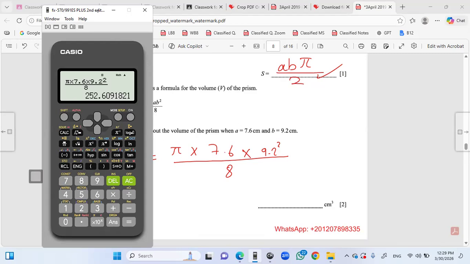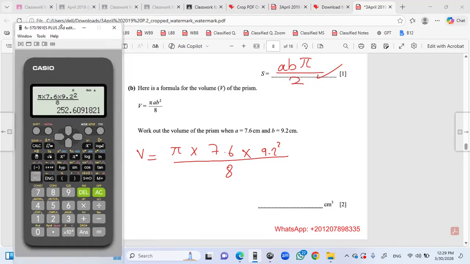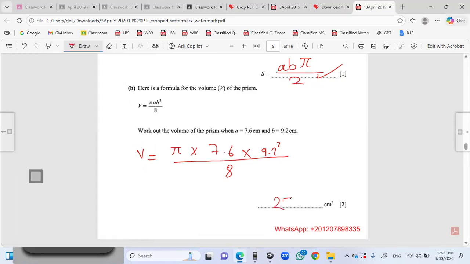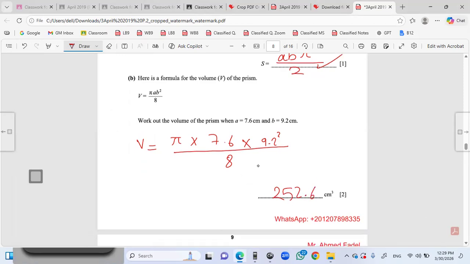They want you to round your answer to... they did not say. So work out the volume of the prism when A equals... So they're going to accept it. It's just going to be 252.6. You can write this. This is if you find a non-terminating decimal, rounded to one decimal place, if they don't mention it.